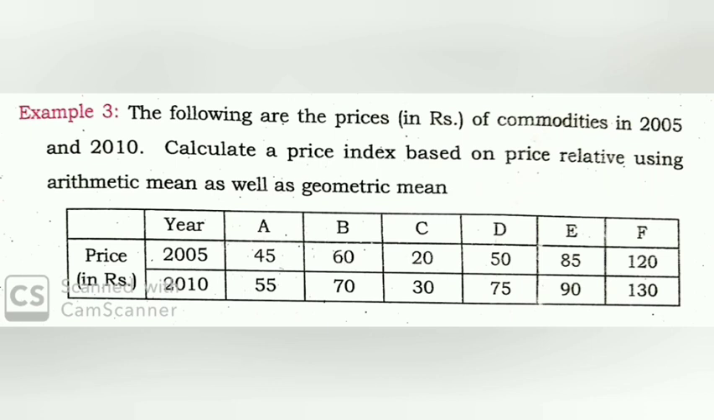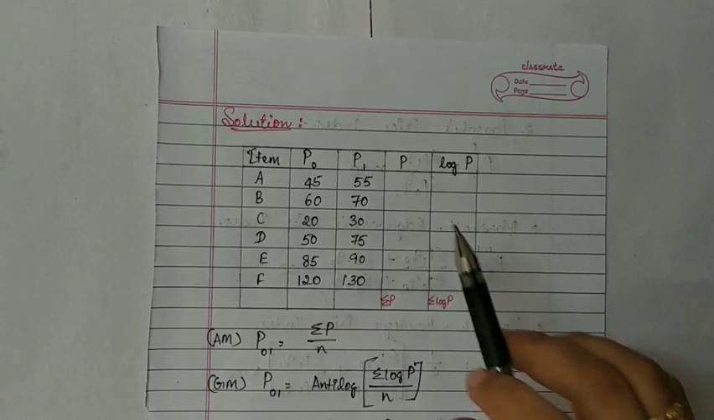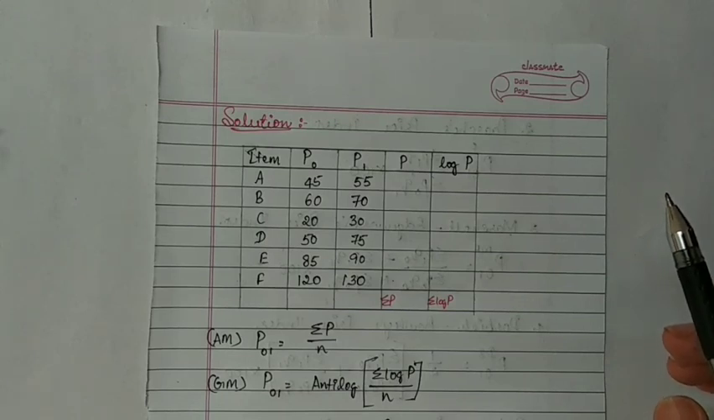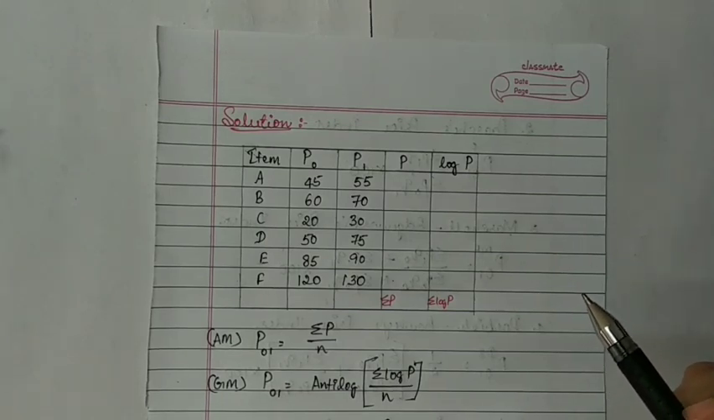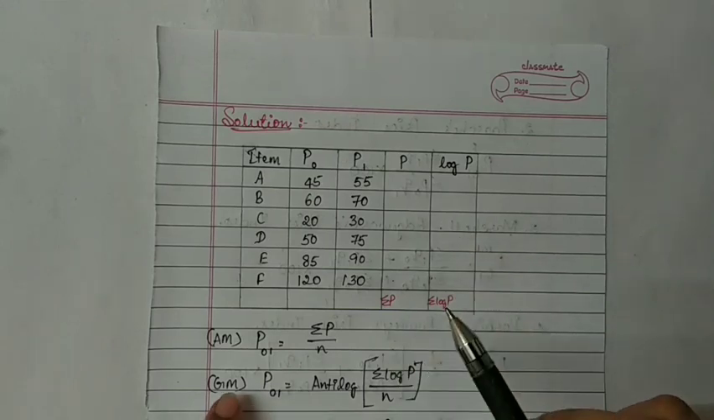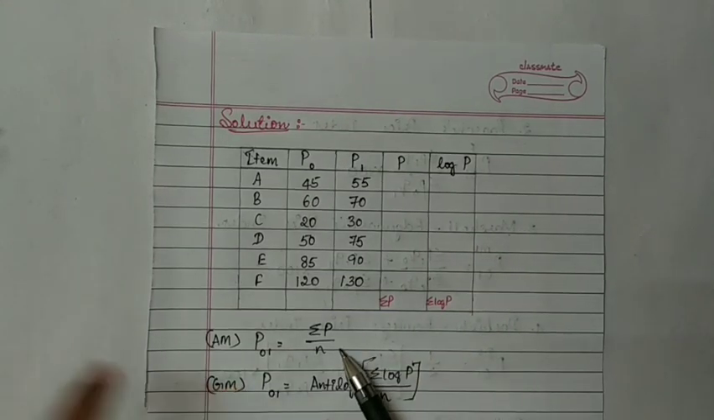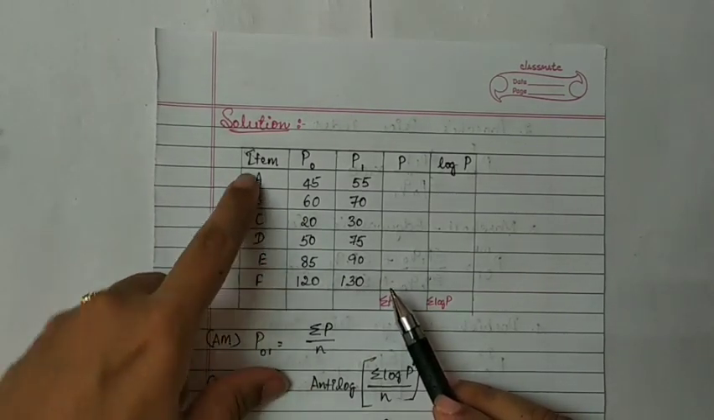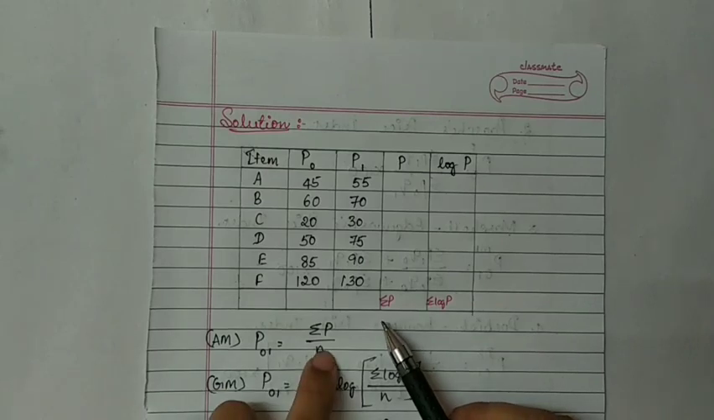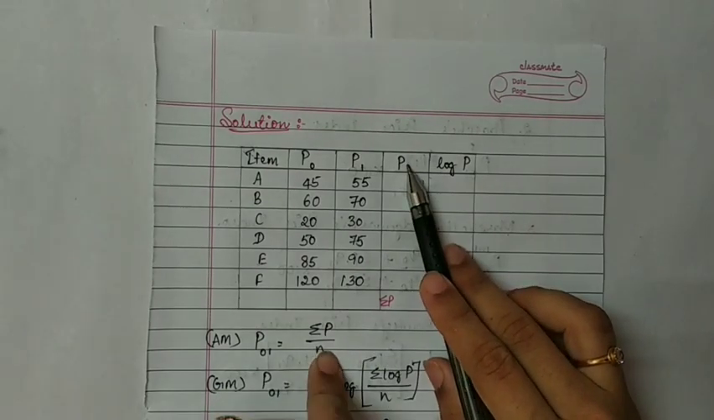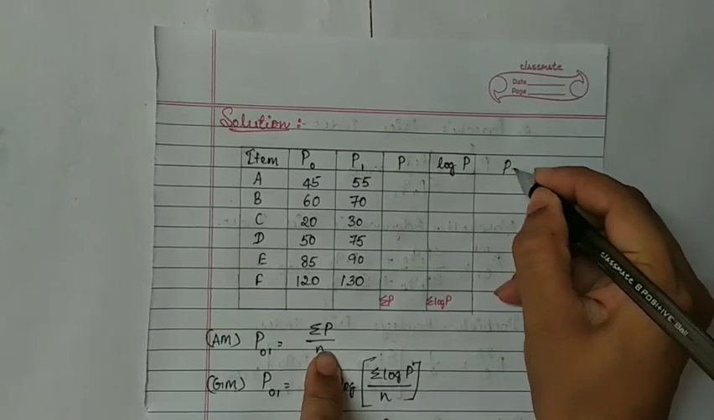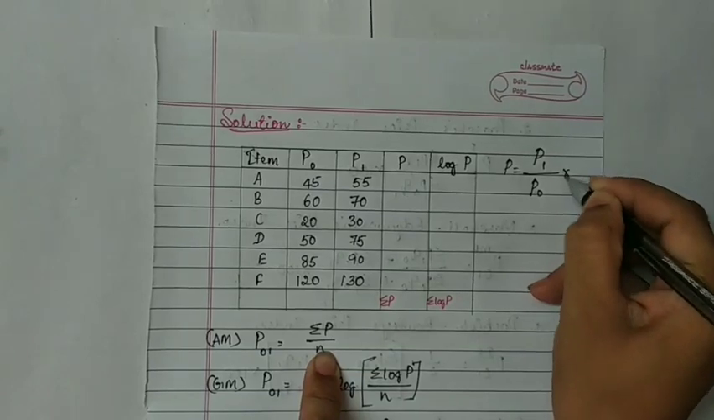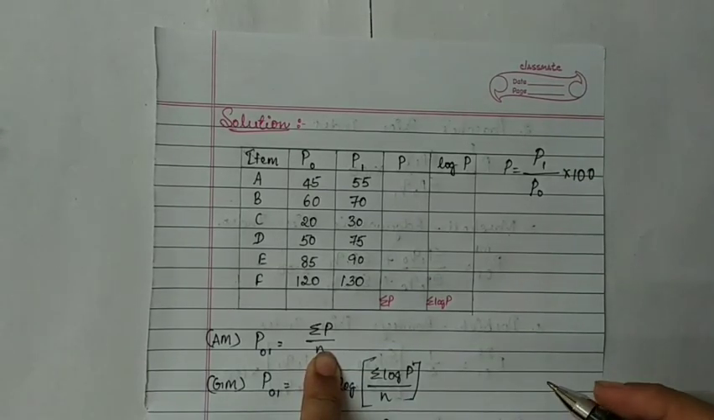Let us start solving the problem now. In this problem, we are asked to calculate the price index based on price relative using arithmetic mean as well as geometric mean. The arithmetic mean formula is P01 is equal to summation P divided by N. N is the number of items, 1, 2, 3, 4, 5, 6, A to F, 6. And summation P, the P column is there. How to calculate P? P is equal to P1 divided by P0 multiplied by 100.